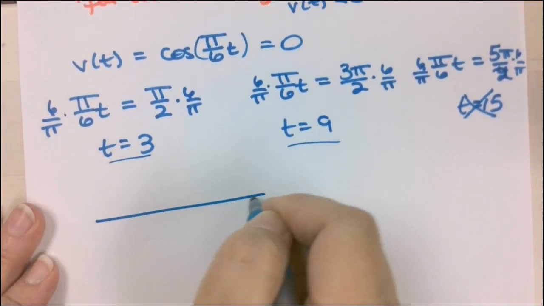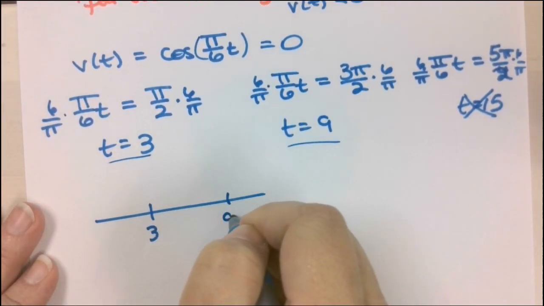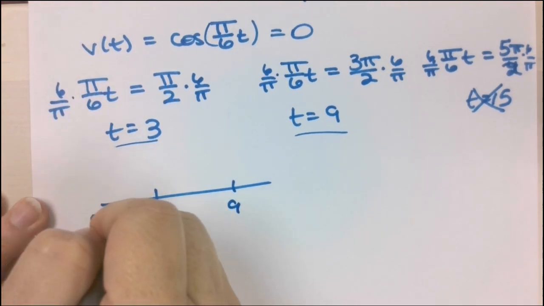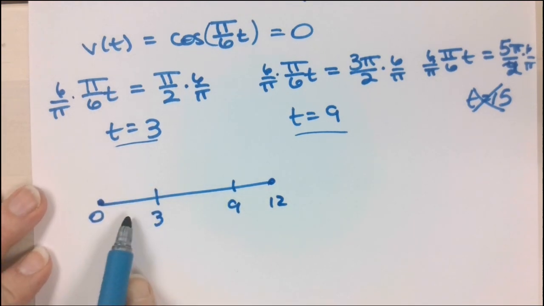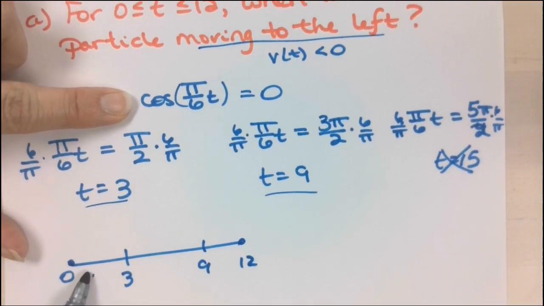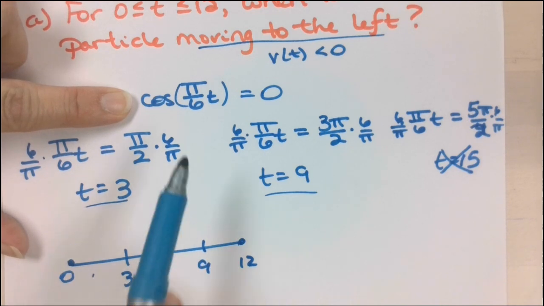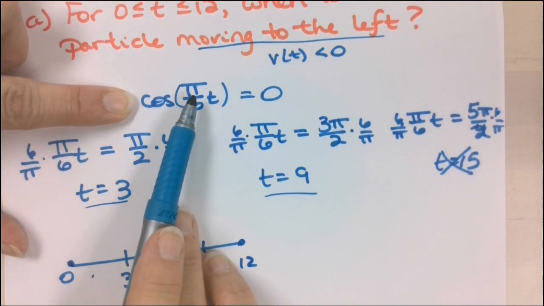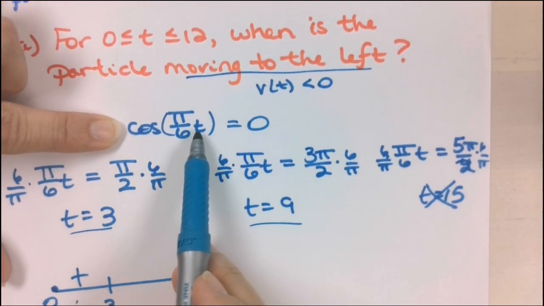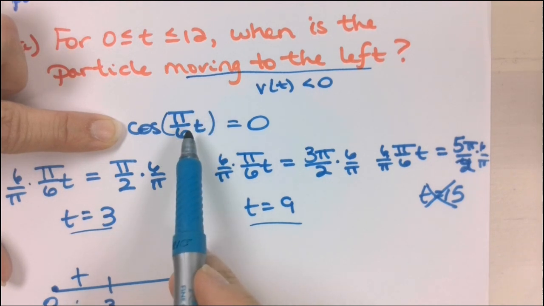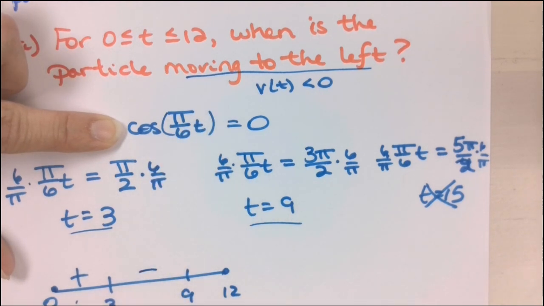Now, the reason I found those is because now we're going to do a little sign chart and see where this is positive and where it's negative. So if I pick a number between 0 and 3, like 1, and plug it in for t, that just makes this pi over 6, and cosine of pi over 6 would be positive. If I pick a number between 3 and 6, you could pick 4, you could pick 8, I'm going to pick 6 just because that makes it easy, because then my 6's divide out, and cosine of pi I know is negative.